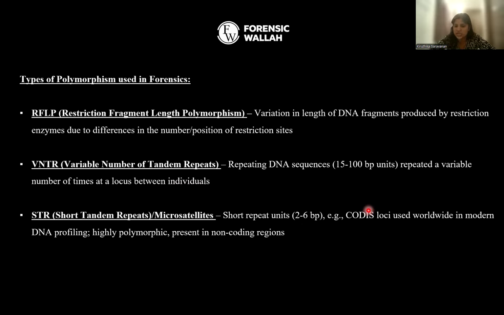For example, CODIS. CODIS is basically the Combined DNA Index System database, where all the DNA profiles will be collected and put into that database. So for DNA profiling, these STRs can be really helpful for us.